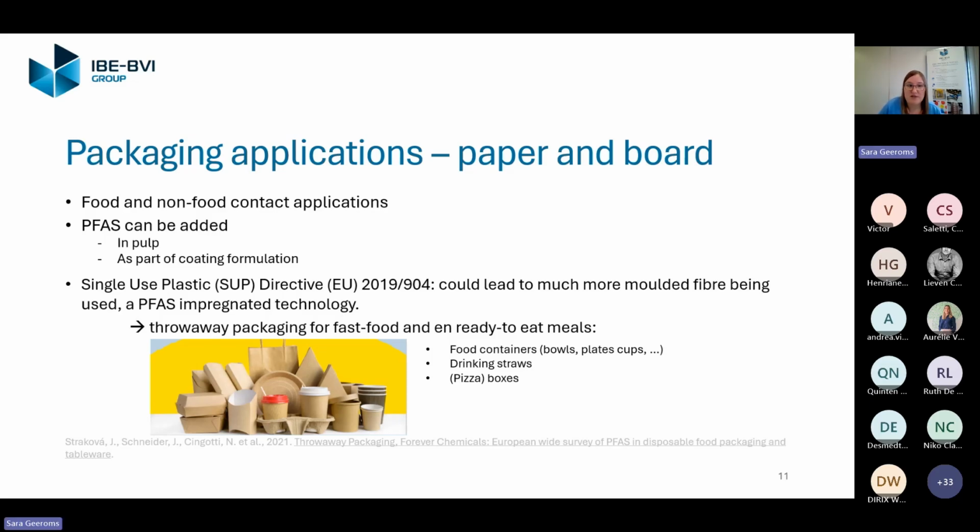Something to mention here is that the Single-Use Plastics Directive leads to the use of more molded fiber articles to replace the plastic throwaway packaging. Now, those molded fiber applications are known to use PFAS as an impregnation technology. Not that they are all PFAS impregnated, but it is a known technology. So, for instance, for food containers, drinking straws, pizza boxes, there are applications where PFAS are added.